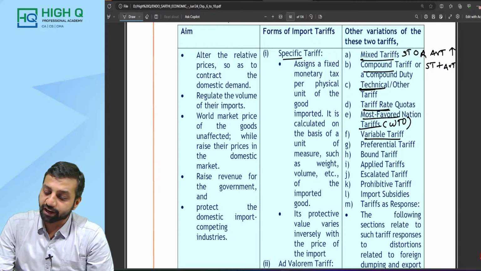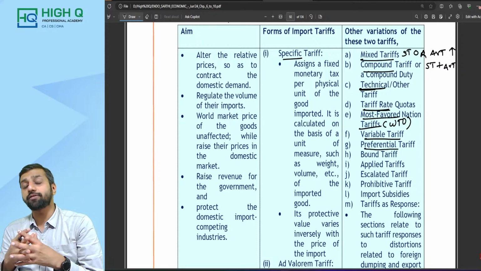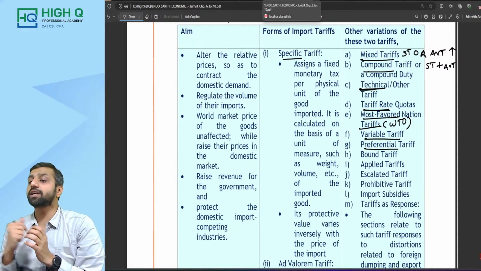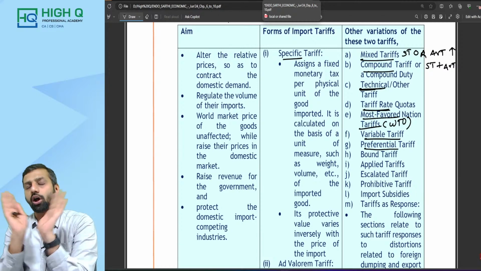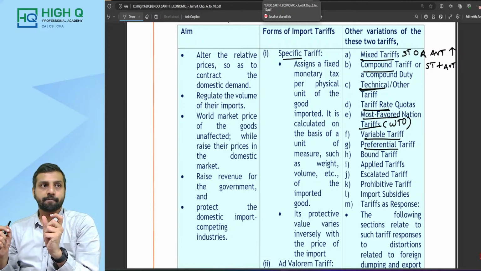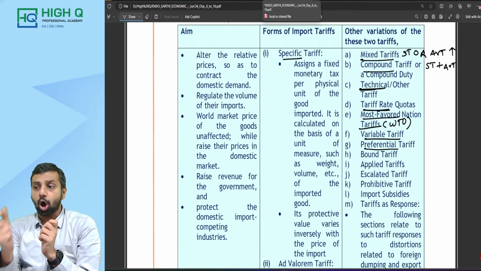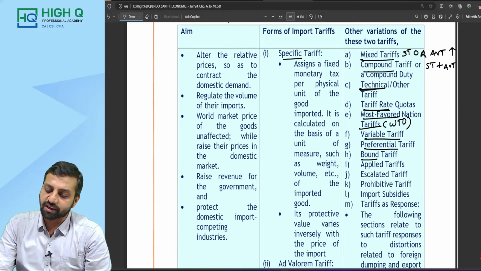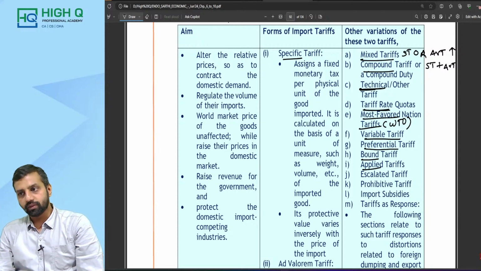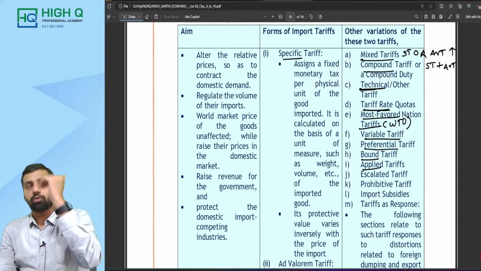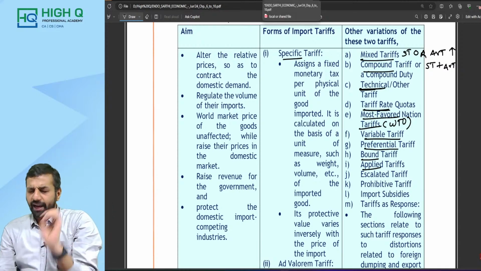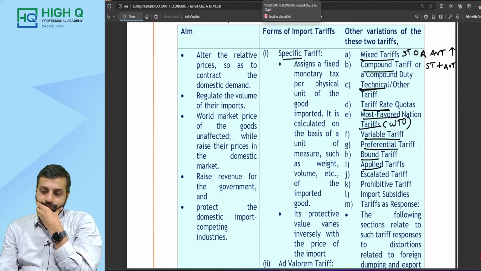Then there is preferential tariff. If you are into an agreement with certain countries, then you will prefer them above MFN, most favored nation. Under most favored nation, we have all the WTO members. But under preferential tariff, we will prefer a country or a bloc. Bound tariff is highest tariff, applied tariff is actual tariff. Bound tariff is the maximum rate of tariff that a country can charge. Applied is the actual tariff that is charged.